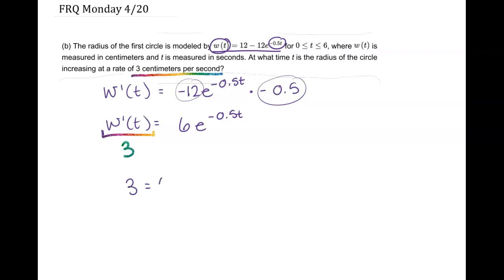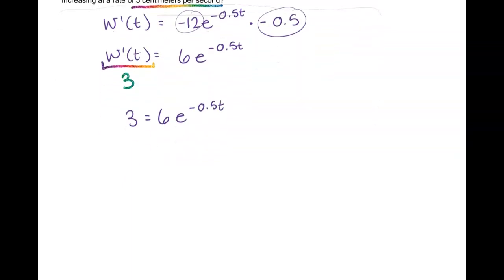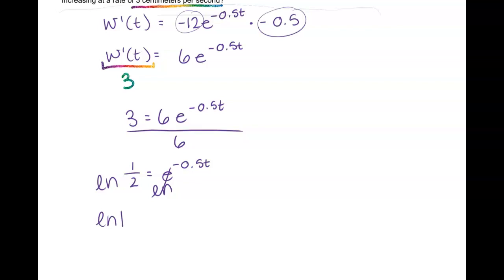So if 3 equals 6 e to the negative 0.5t, we just need to solve for t. Divide by 6 on both sides, we get 1/2 equals e to the negative 0.5t. To get t out of that exponent, to get rid of the e really, we'll take the natural log of both sides. So on the left side we have natural log of 1 minus natural log of 2. On the right side, natural log and e cancel. So the natural log of e is 1, so we get negative 0.5t.